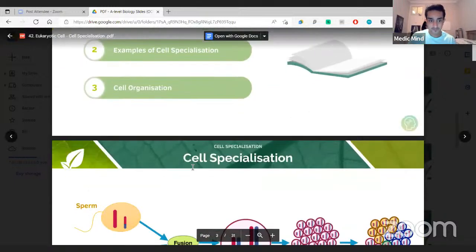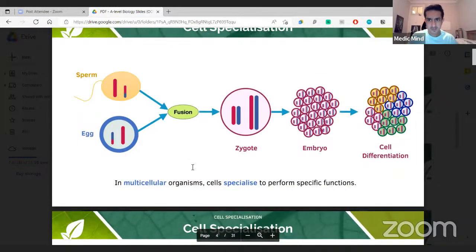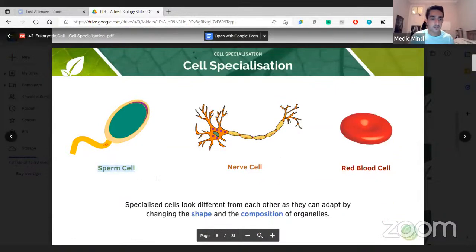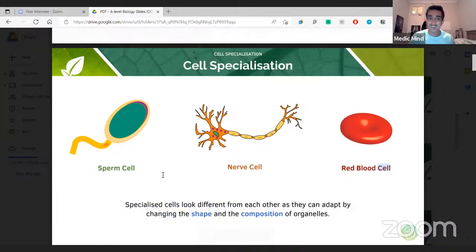Cell specialization. So remember, cells have particular functions. So they have to go and do certain things. But all the cells have generally the same structure, which means cells differentiate to perform specific functions. You need to know about 3 cells and their specialization. So sperm, nerve, and red blood cells. And these are just examples of specialized cells.